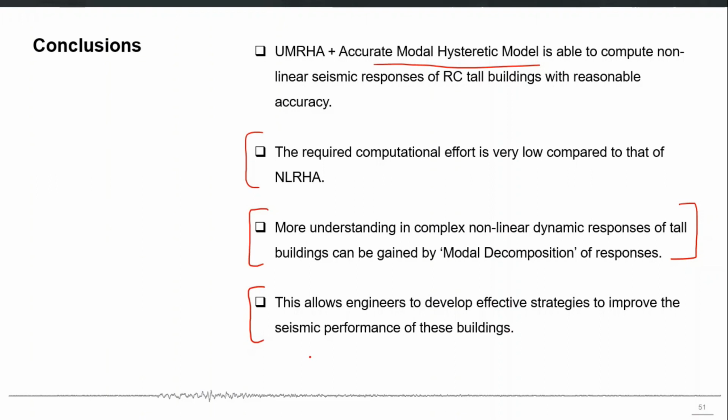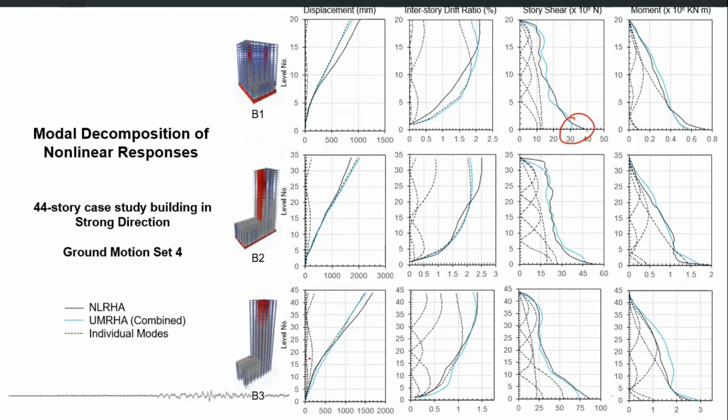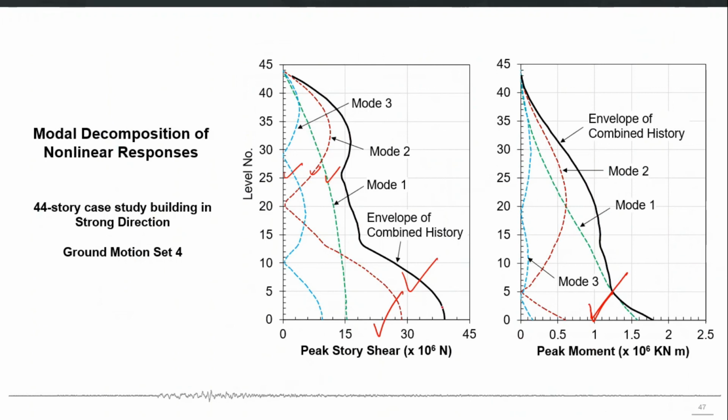For example, if you want to suppress a particular response, here if I go back and show you the decomposition of dynamic response as given by UMRHA, maybe this figure. Yeah, this figure. So we see here that the second mode, this red line, is having the most contribution towards the story shear. So if our purpose is to reduce story shear, we should focus on the second mode, right?